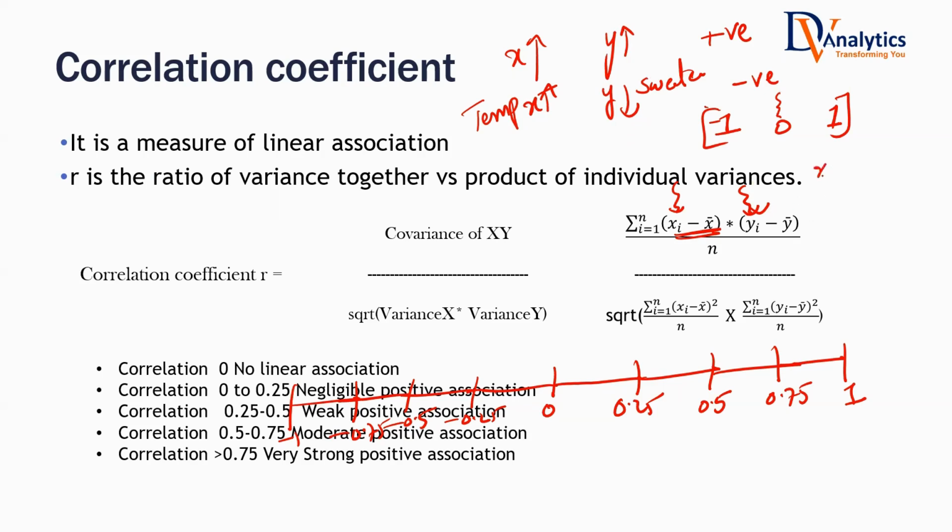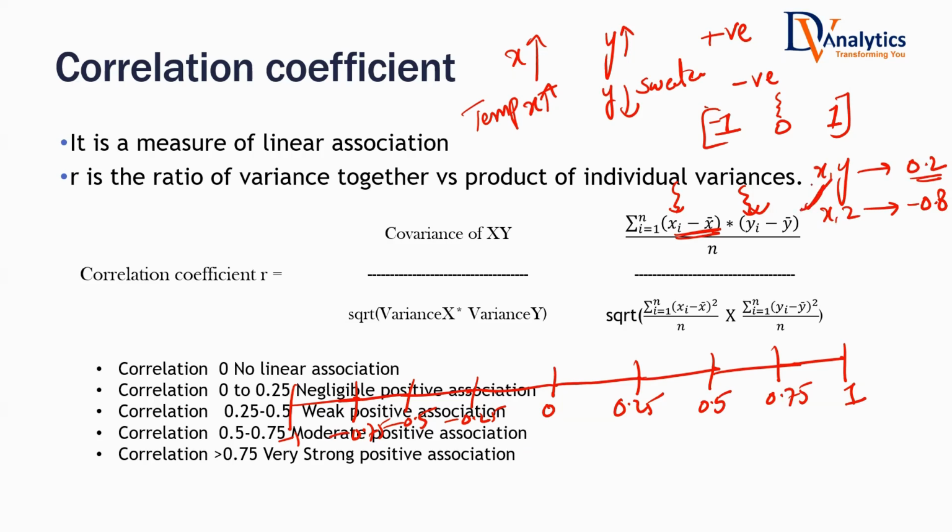For example, if I give correlation between x and y is 0.2, and correlation between x and z is minus 0.8, which correlation is higher? Minus 0.8. Numerically 0.2 may look higher than minus 0.8, but from the correlation point of view, minus 0.8 indicates a very strong negative association, versus 0.2, which is a negligible positive association. Always this is much higher.